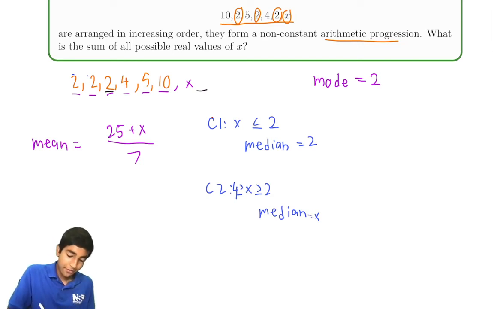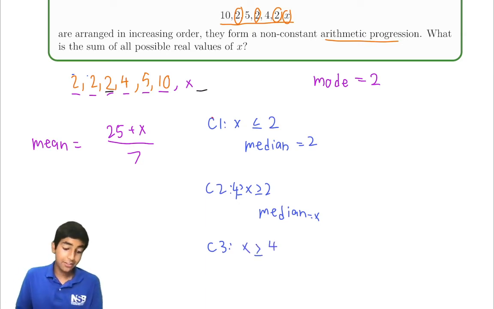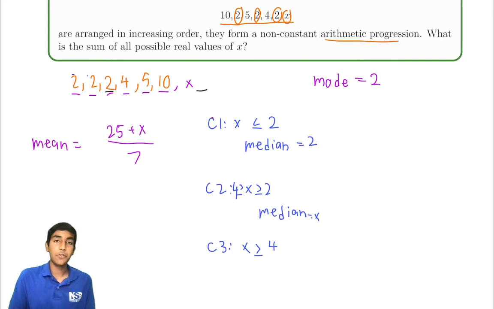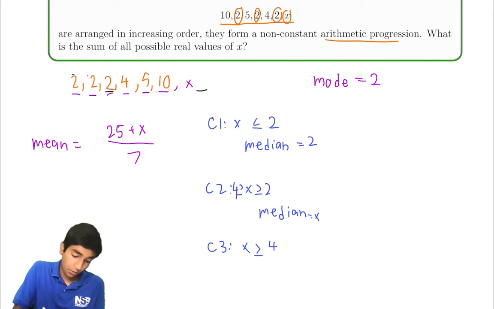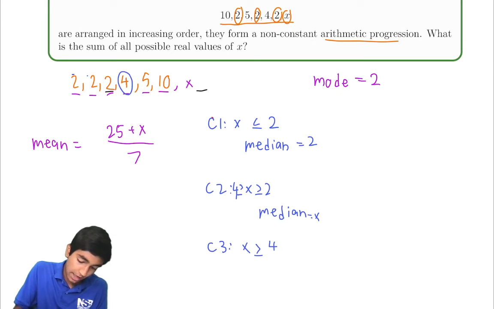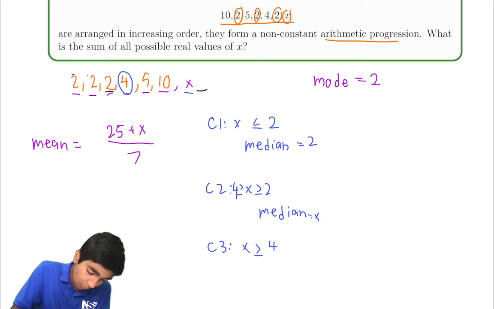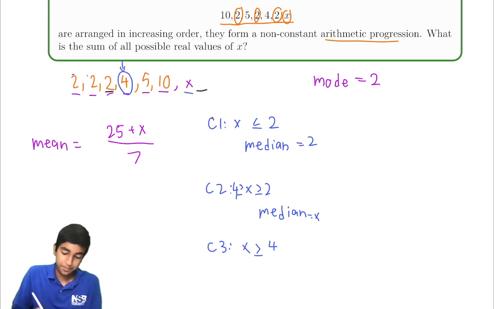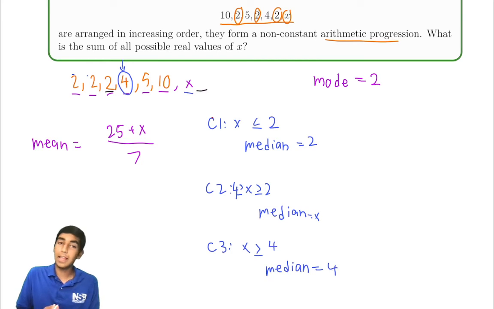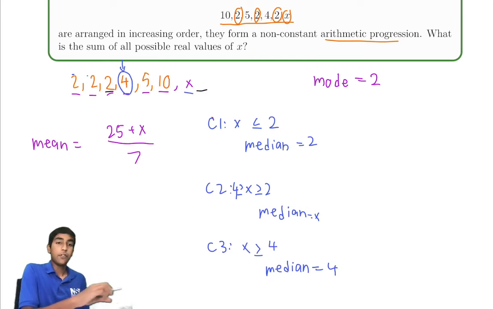Now what about case 3? x is greater than or equal to 4. If x is greater than or equal to 4, then the median will just be 4. As you can see here, if x is here, then 4 is the 4th term, or the median. Median equals 4. And this is a standard pattern like we saw in the previous problem for finding median.